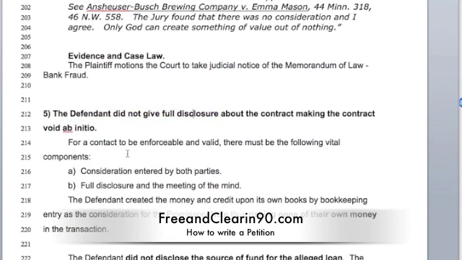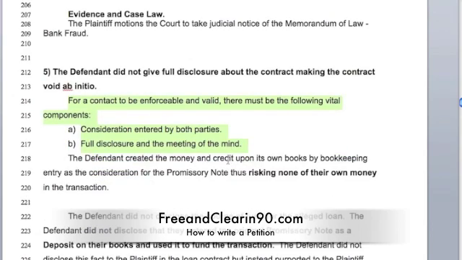They didn't give full disclosure, right? They didn't risk any of the money. I'm just reiterating what's called a pillar of law, a maxim of law. Contracts are the basics of law in society.